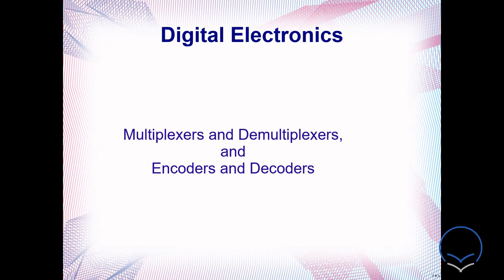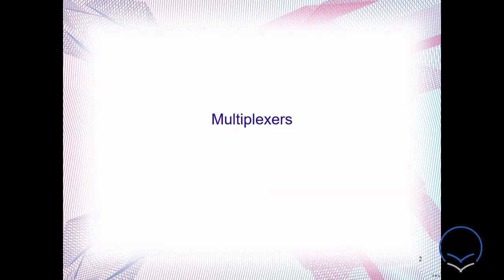Welcome to Digital Electronics EEE 301. In this lecture, we'll discuss multiplexers and demultiplexers and encoders and decoders. Let's start with the multiplexer.